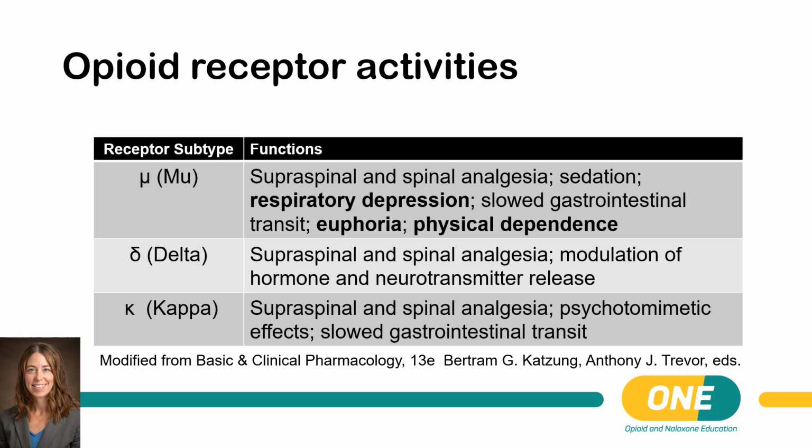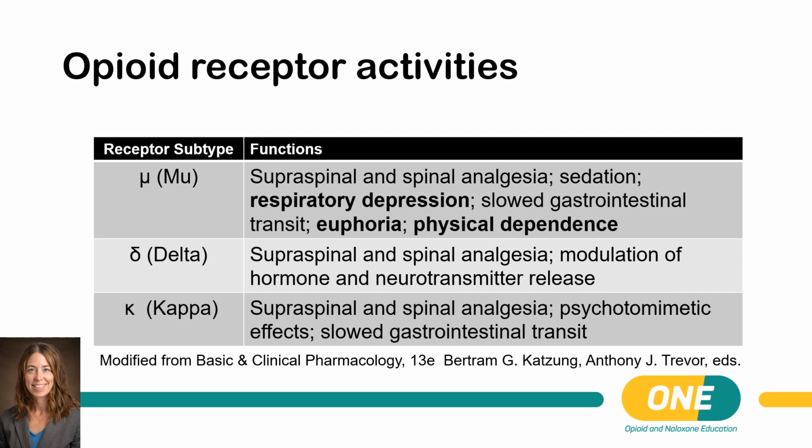Opioids carry out their pharmacologic activity by binding at one or more of the various opioid receptors that can be found throughout the central nervous system and in other organ systems as well. We typically think of the actions at the mu receptor, or the agonism of the mu receptor, as a usual expected effect from an opioid. I've highlighted respiratory depression, euphoria, and physical dependence, as those are things we're going to talk about in a little more detail as we go through the rest of this module.